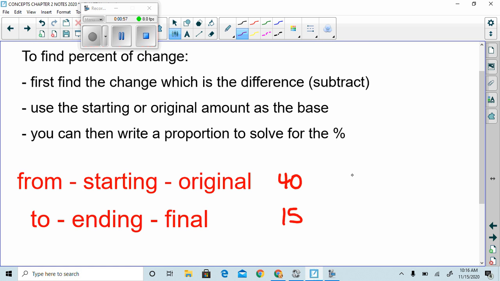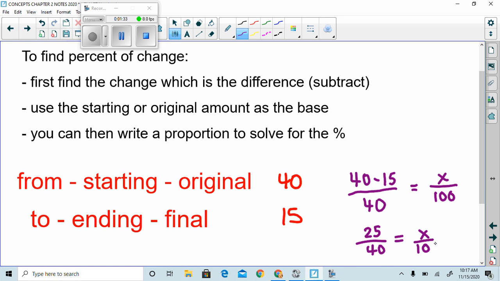We'll follow these steps. We're going to find the change, which is the difference. We'll subtract. The base number is always your original or starting amount. So if it started at 40, that's the base. If I'm going to use percent, I'm going to write another ratio with x over 100. Why? Because we don't know what percent, that's what we're solving for. So now let's go ahead and find the difference or the change, which is 25. And that's compared to the original, which was 40.